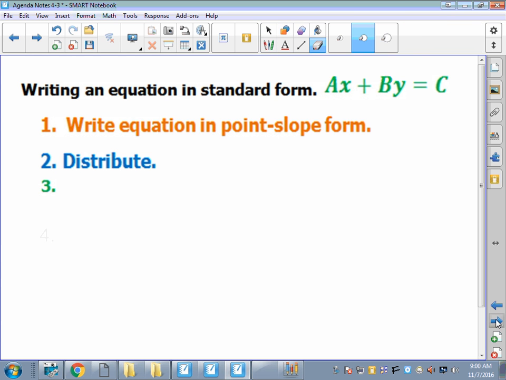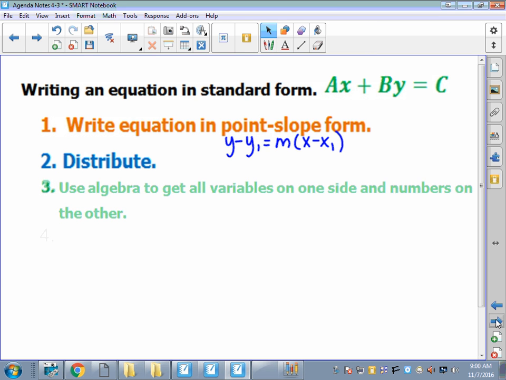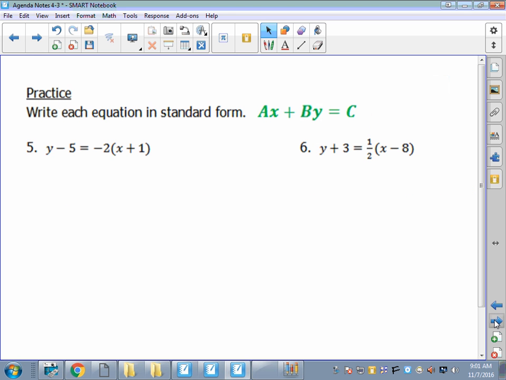Oops, y minus y1 equals m, x minus x1. We're going to use the distributive property with that slope. And then we're going to use algebra to get all of our variables on one side, all of our numbers on the other side. And I believe, there we go, number 4, we're going to make sure that it is in ax plus by equals c form. So we're going to have to really isolate the numbers, get all the variables to one side, and we'll have ourselves a standard form equation. So without a graph and everything, let's just practice this part.